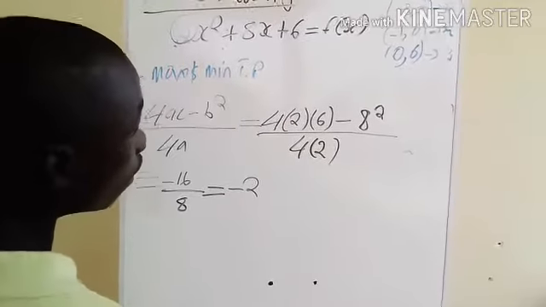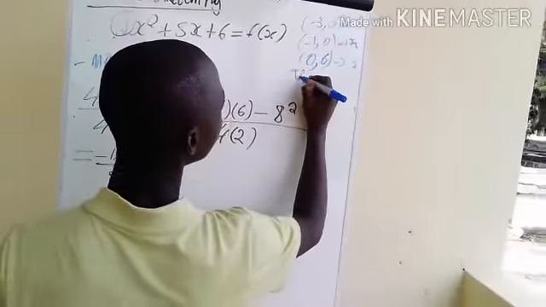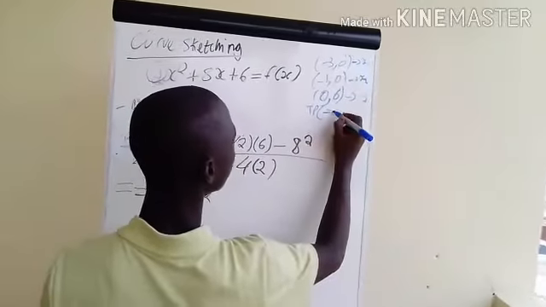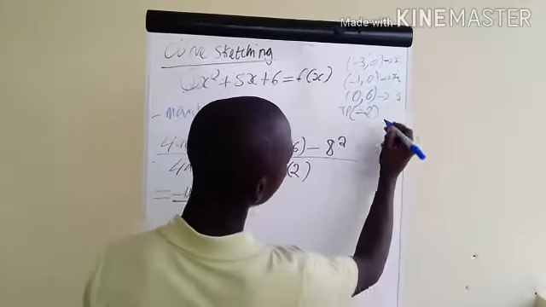So this shows that our turning point is equal to negative 2, and it is a minimum.